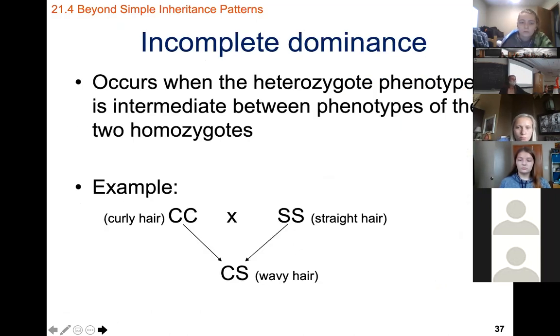Then there's something called incomplete dominance. This is another term. This occurs when the heterozygote phenotype is an intermediate between the phenotypes of two homozygotes. So let's say that curly hair trait is indicated by two big C's, okay? And maybe straight hair is considered two big S's. And then if you have a heterozygote phenotype, this is saying you kind of got some wavy curly hair, but you kind of have some straight hair too. This is that intermediate between it.